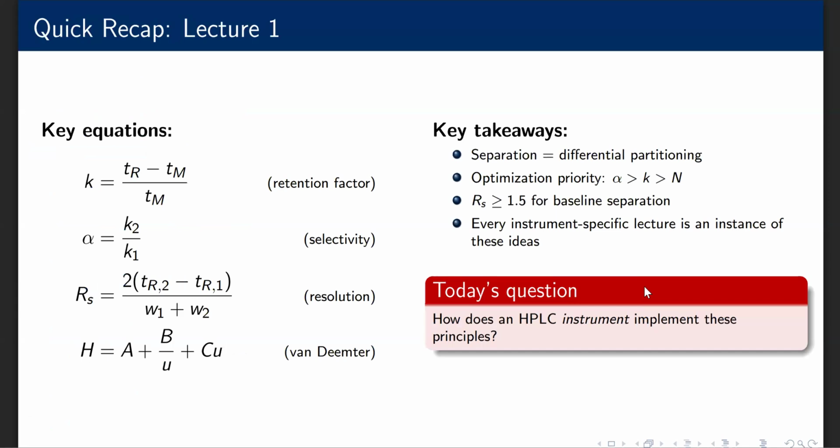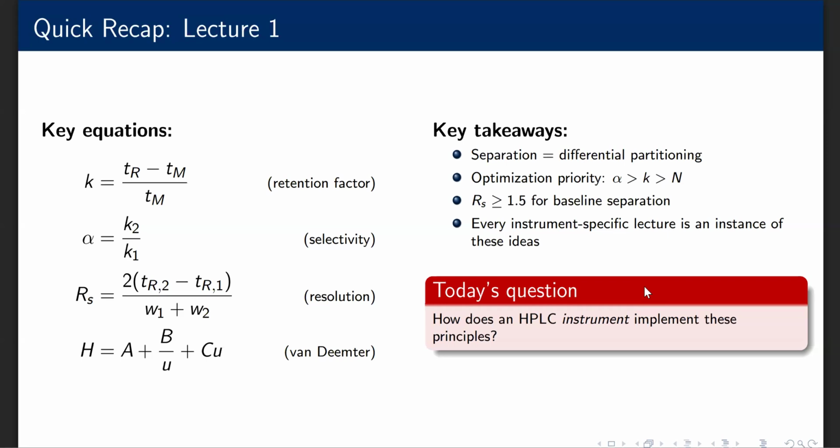Okay, let's recap lecture 1 from the chromatography section. Before moving forward, let me reconnect with the fundamental section. On the left are the 4 key equations: K for retention, alpha for selectivity, RS for resolution, and the Van Deemter equation. On the right are the key takeaways. Separation equals differential partitioning, optimize selectivity first, and target RS of at least 1.5.